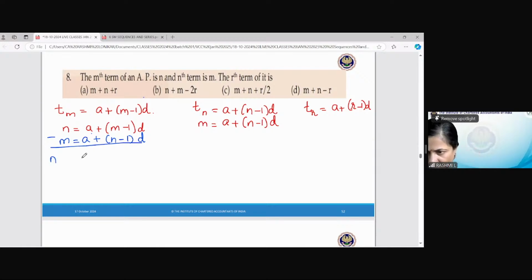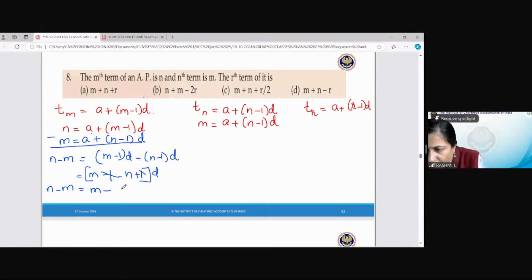n minus m, the plus A minus A will cancel, is equal to m minus 1 into D minus n minus 1 into D. This is equal to m minus 1 minus n plus 1 into D. Taking D common, the plus 1 minus 1 will cancel, so n minus m is equal to m minus n into D.